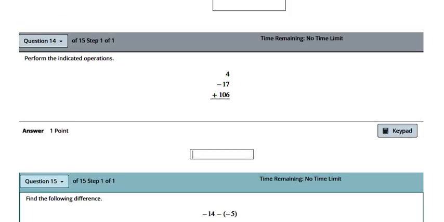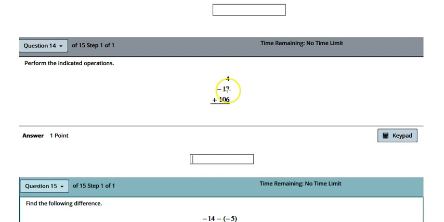Alright, this next one is very similar. You can add the 4 and the 106, if you like. And that gives you 110. And then just minus 17 will give you, I believe, 93. Yep. And you can verify with your calculator.